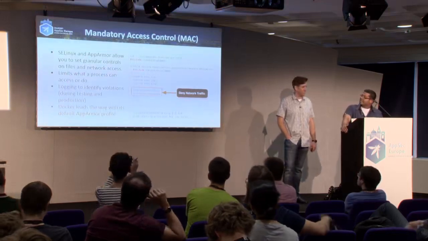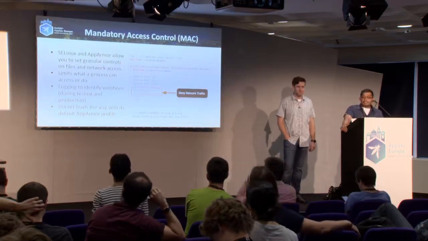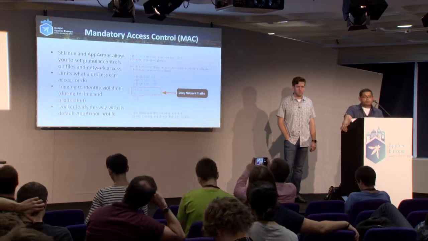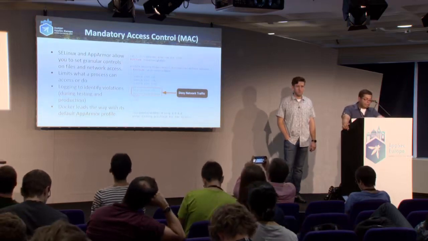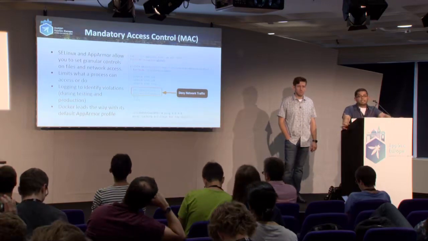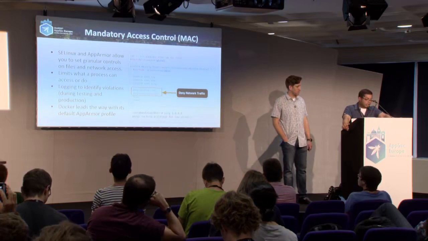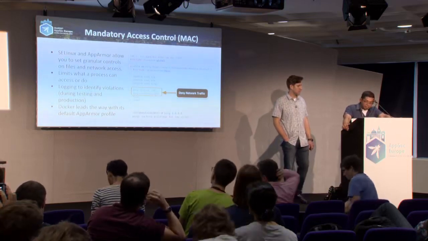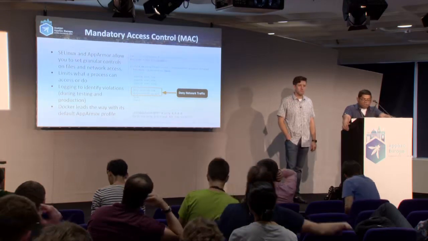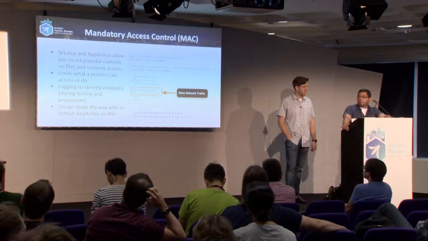So mandatory access control, just like kernel hardening, is a really important part of the build process, or the build phase, I should say. You can achieve this by leveraging two additional built-in Linux kernel hardening modules, SELinux and AppArmor. AppArmor basically restricts the capabilities of processes within your container.